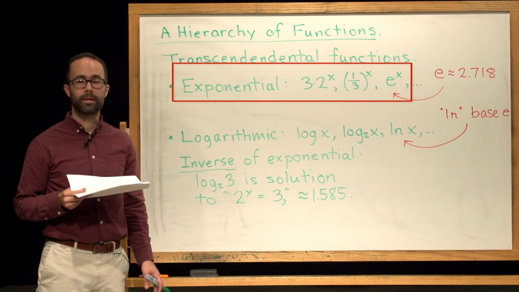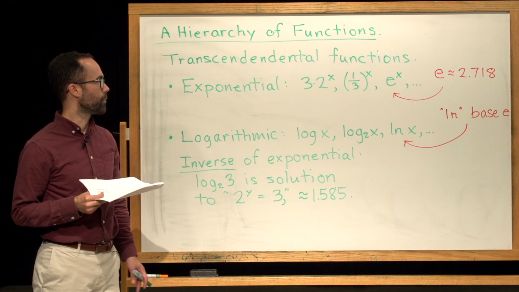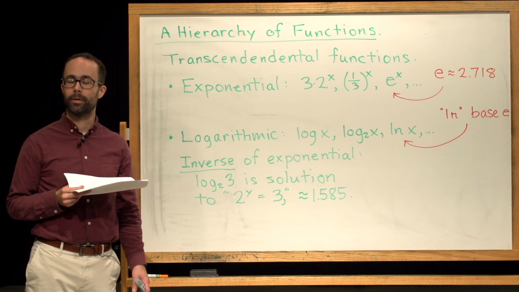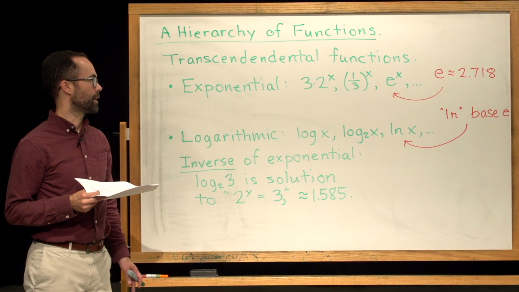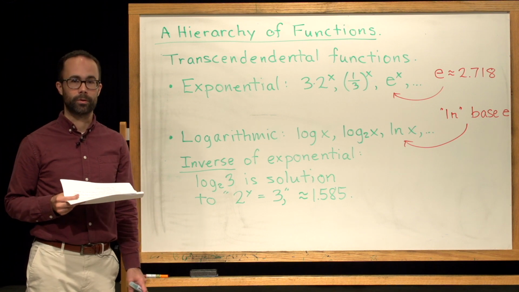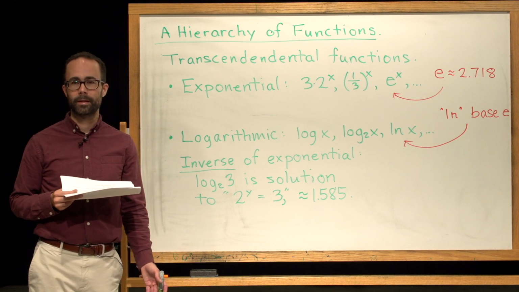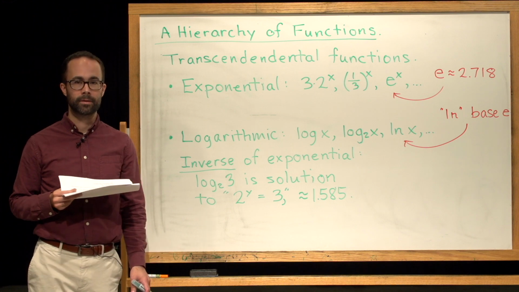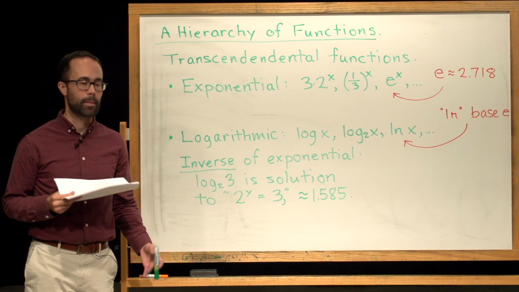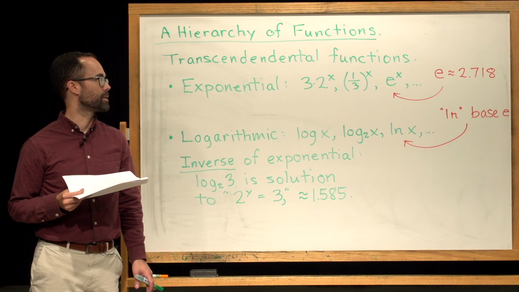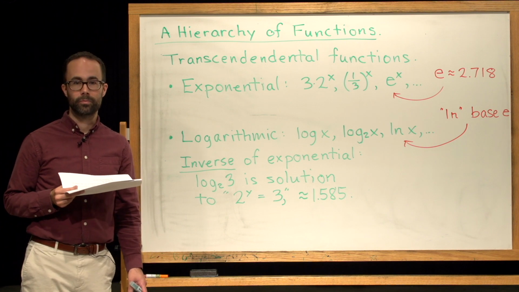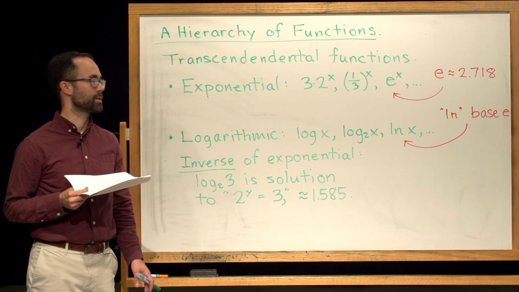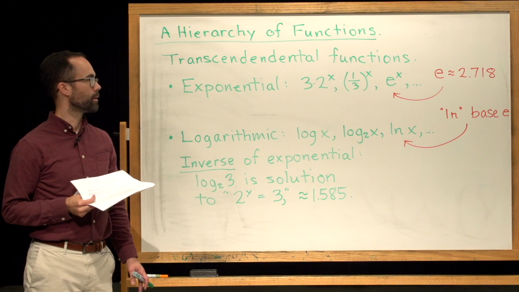And I've written e to the x here. If you haven't seen that number e before, it's a number that comes up a lot in the sciences and in the natural world. It's approximately 2.718, and that number gets its own name. So in that case, it is a number to a power of x, so it counts as an exponential function.